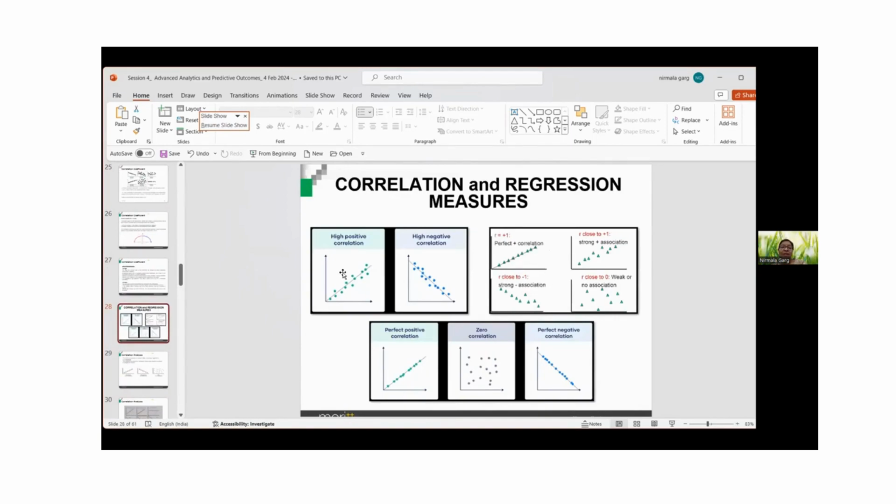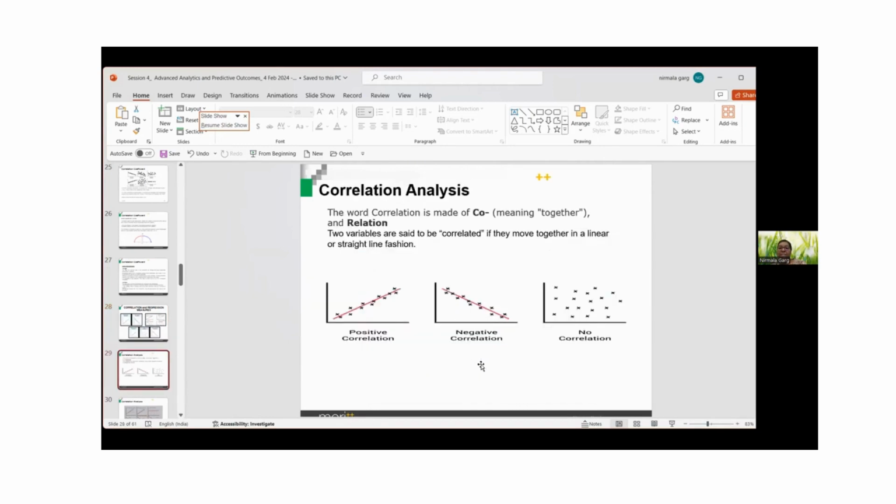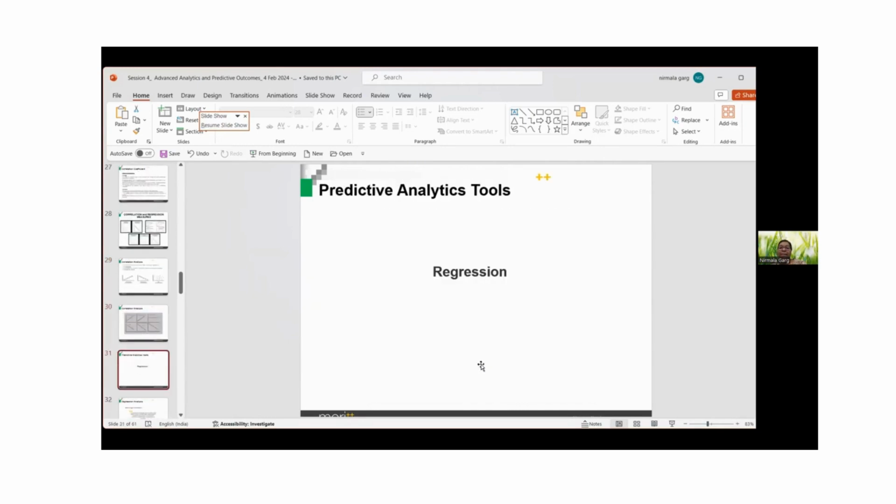So what about this? You can see my cursor: high positive correlation. This one, again, high negative. Then this one, perfect positive correlation because it is +1. Perfect -1, so it has negative correlation. And this is 0 correlation. So you are able to at least find out how the data direction is moving. Okay.